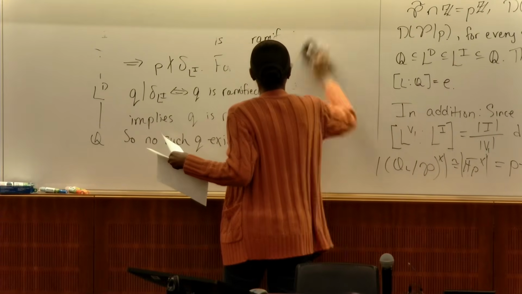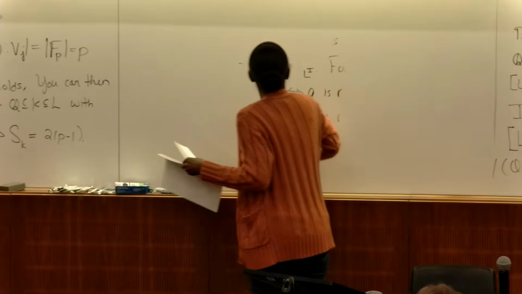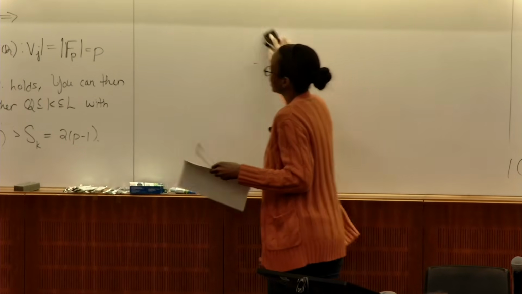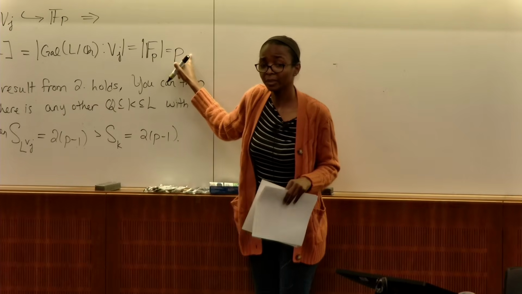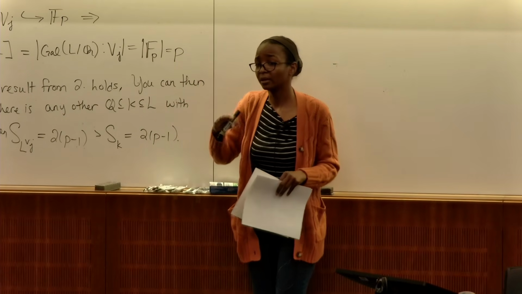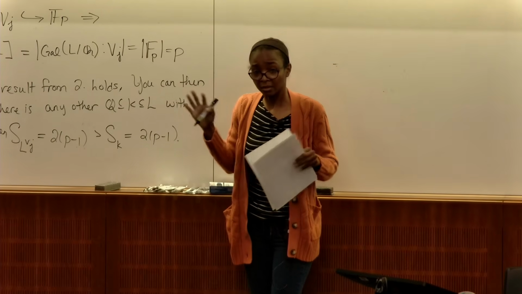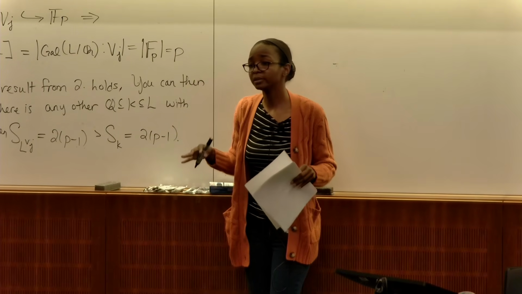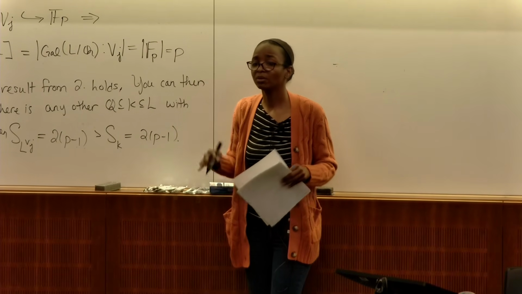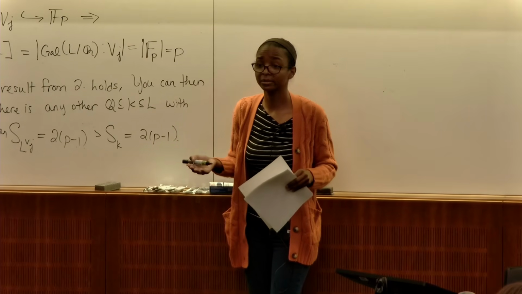And now one of the other exercises that I asked you to show kicks in. Since I have a unique extension of degree P, that means on the group theory side, I have a unique subgroup of index P. This is an abelian group. Its order is P to the M. It has a unique subgroup of index P. One of the exercises that I asked you to prove yesterday is that that group has to be cyclic.